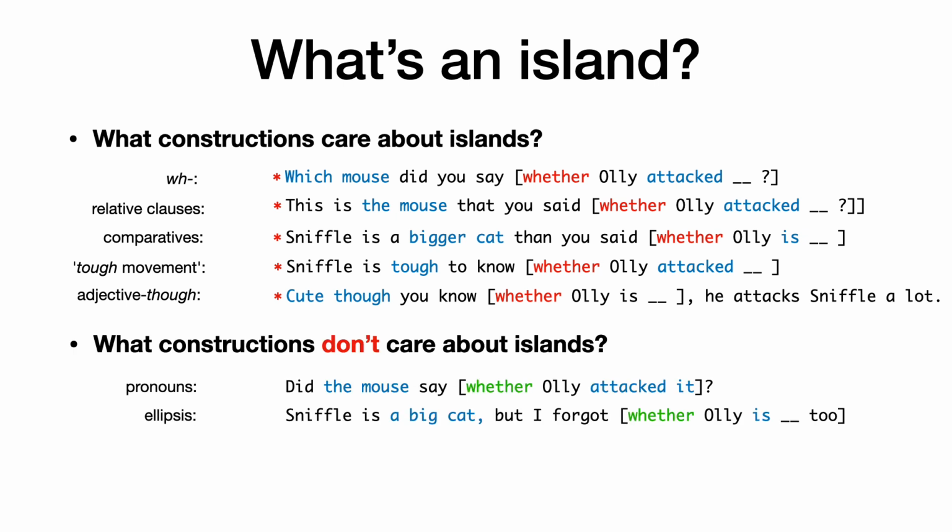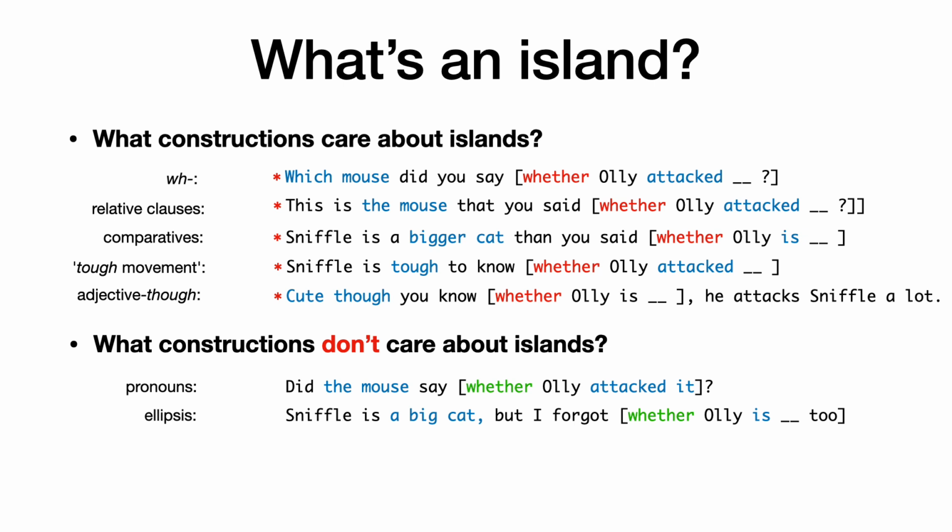So here's two data points that demonstrate this, right? So did the mouse say whether Ollie attacked it? So here we have a dependency where it refers back to the mouse, and that's totally fine, right? It's completely fine to have an antecedent pronoun dependency cross the word whether. So I marked the word whether in green here to demonstrate that the whether is porous to that kind of dependency.